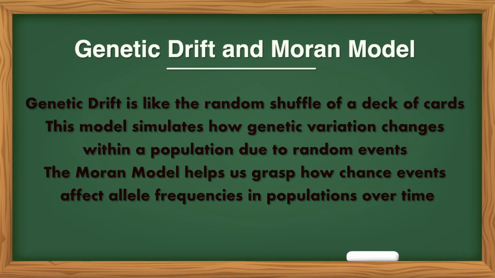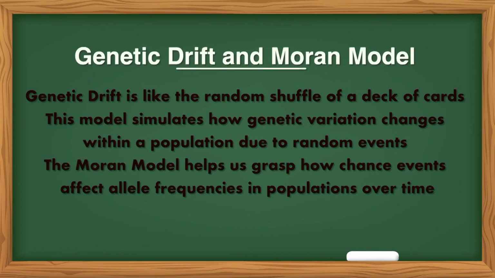Think of these models as tools that help us understand how the eye color of our friends changes over time. Genetic drift is like the random shuffling of a deck of cards. It is a process where certain genetic traits become more or less common in the population purely by chance. For example, if only a few friends have green eyes, their green color might become more or less prevalent in the group over the generations.